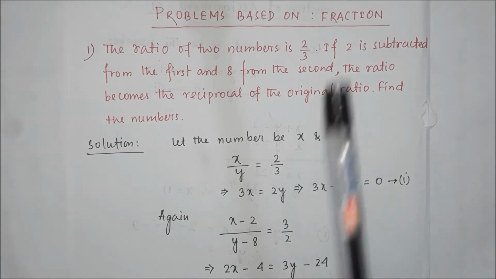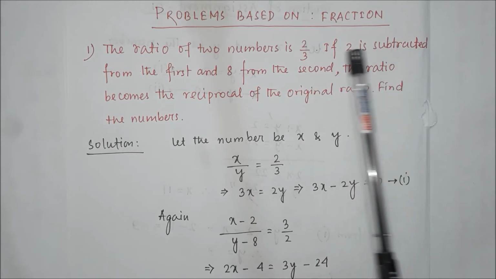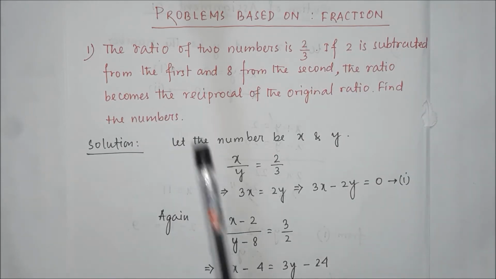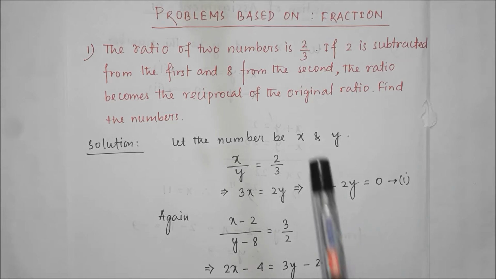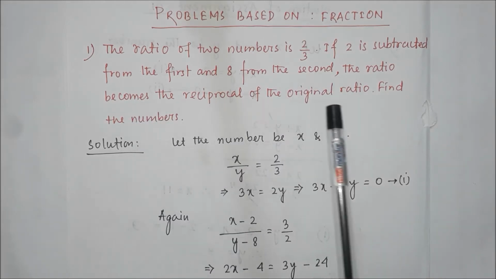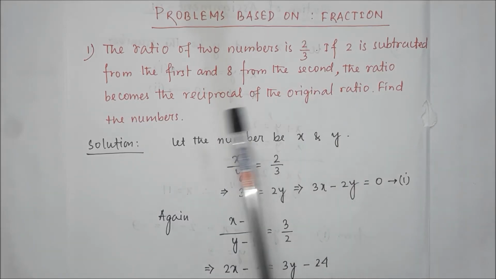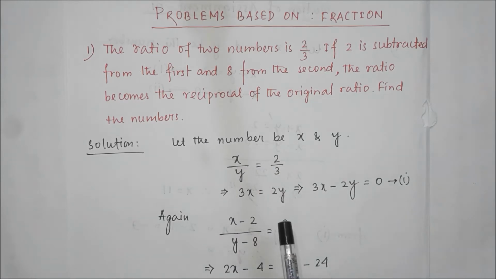Now read the second condition. If 2 is subtracted from the first, that is x minus 2, and 8 from the second, y minus 8, the ratio becomes the reciprocal of the original ratio. Reciprocal of the original ratio means 2 by 3 is the original ratio, so reciprocal is 3 by 2. Now we apply the cross multiplication. So we will get 2x minus 4 equals 3y minus 24.